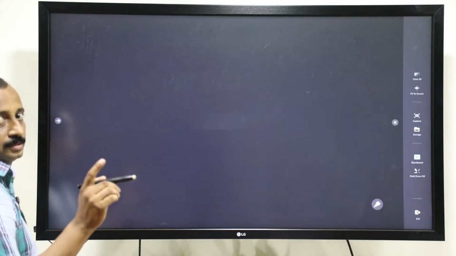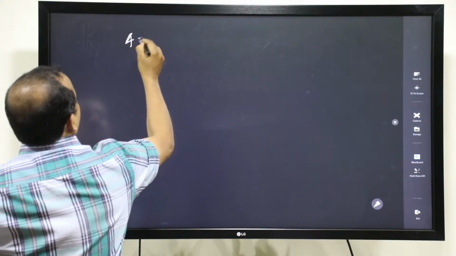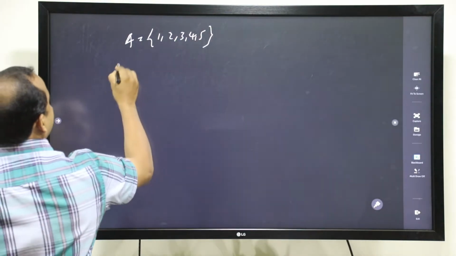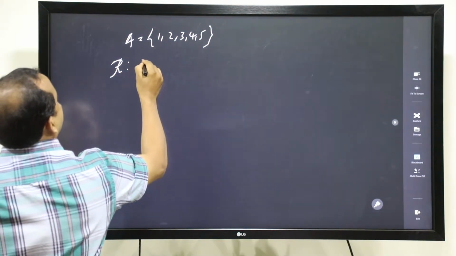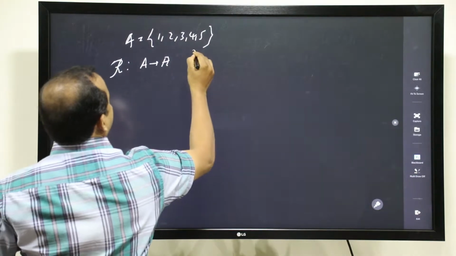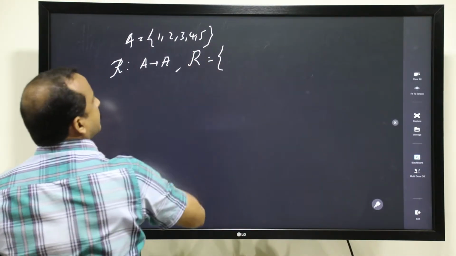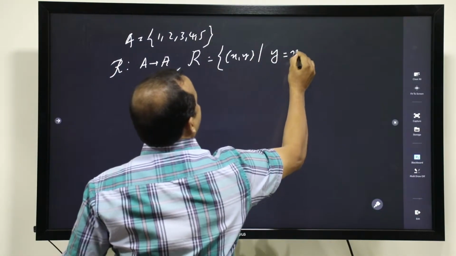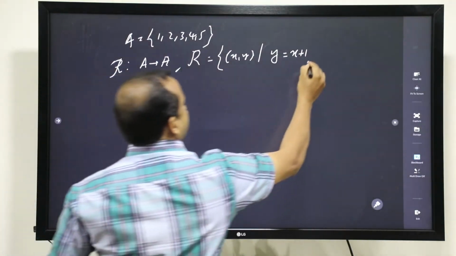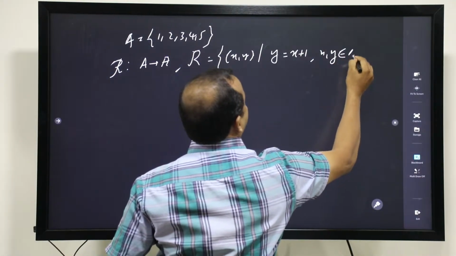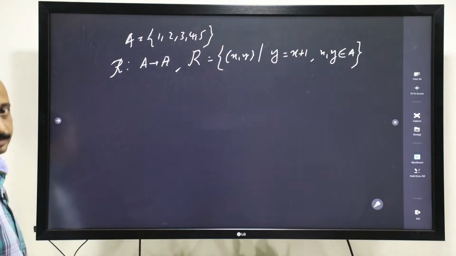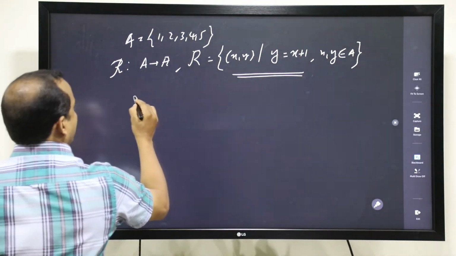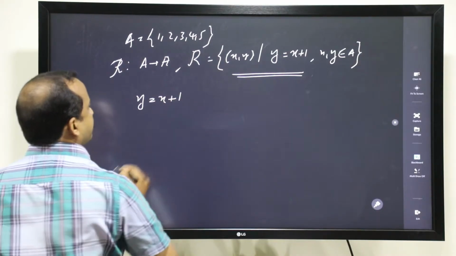Now write one more question. A is equal to the set {1, 2, 3, 4, 5}. Define a relation R from A to A by R is equal to {(x, y) such that y is equal to x plus 1}, where (x, y) is an element of the given set A. Find its roster form. Okay. Here the given condition is y is equal to x plus 1.